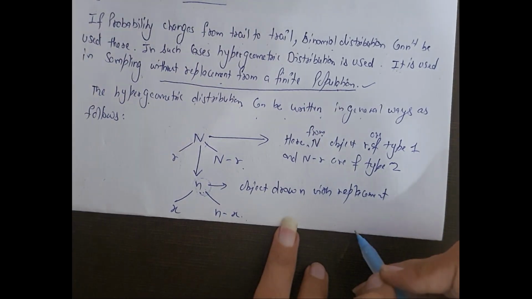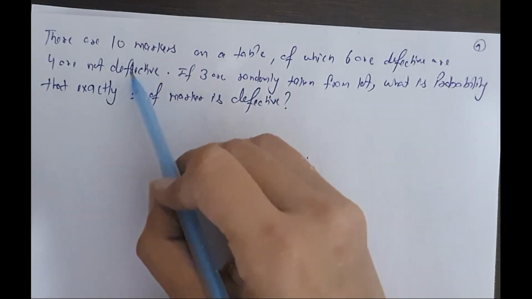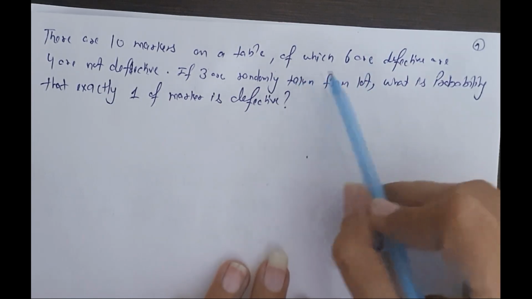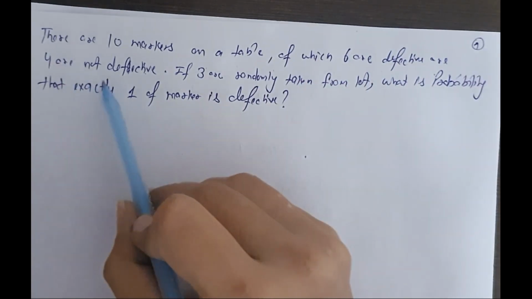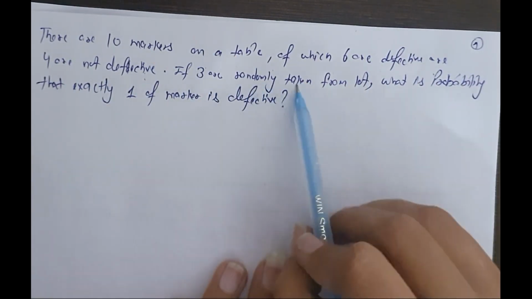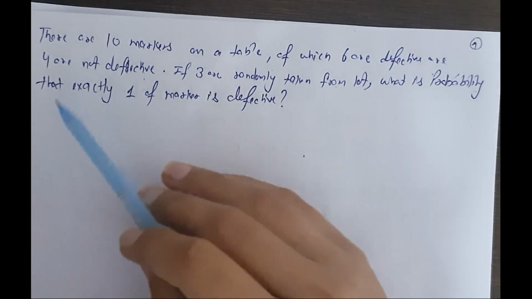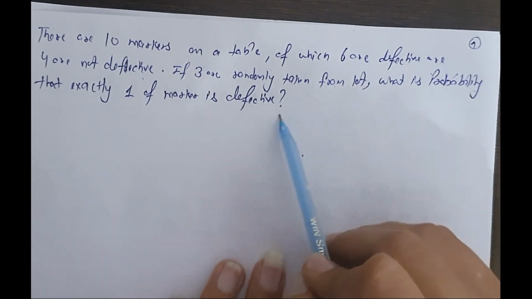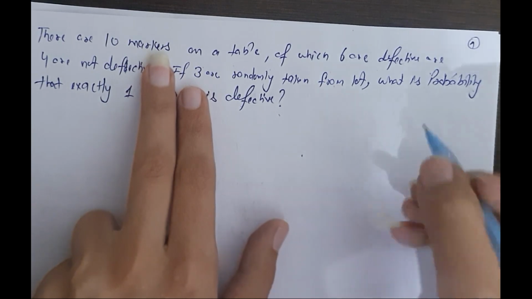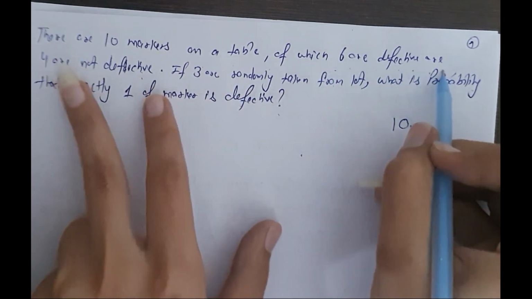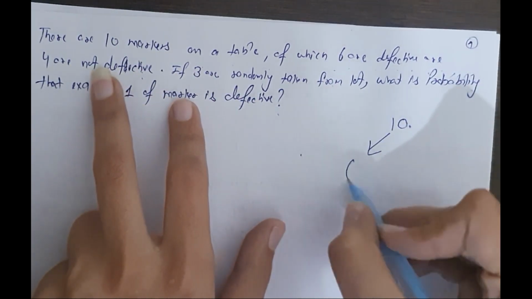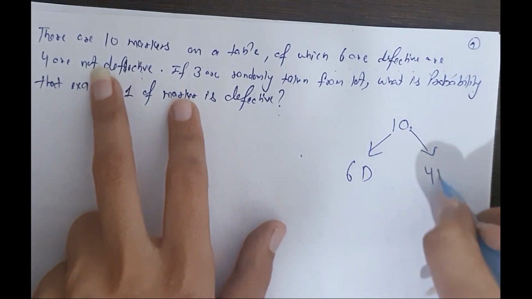We can only understand it with the help of examples. So let's start with examples. There are 10 markers on a table, of which 6 are defective and 4 are not defective. If 3 are randomly taken from the lot, what is probability that exactly one of the marker is defective?